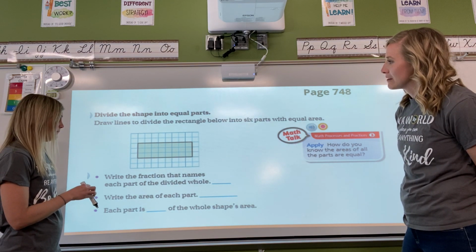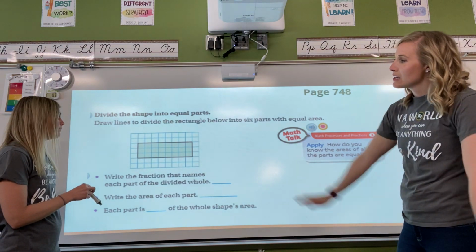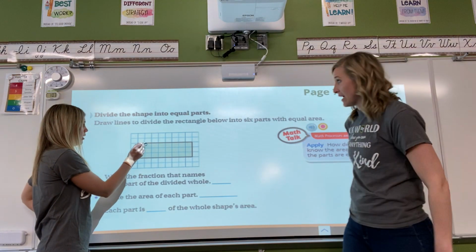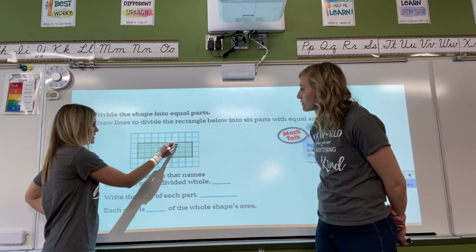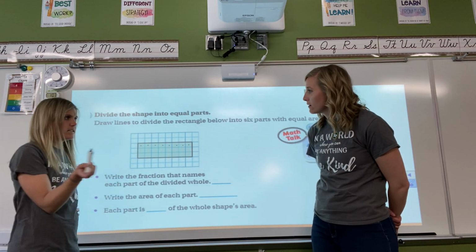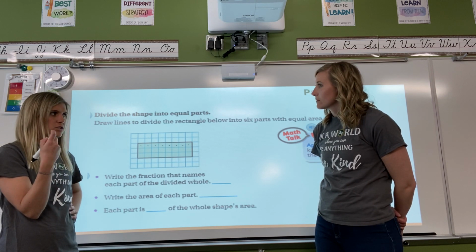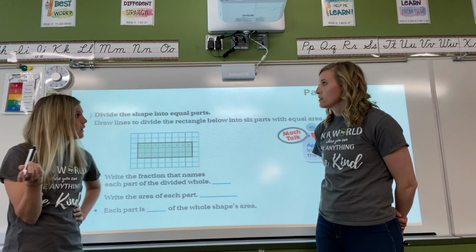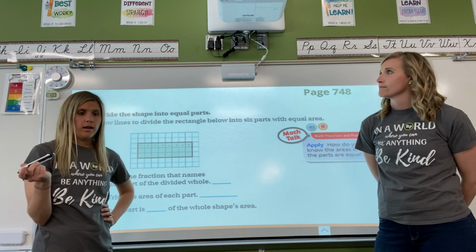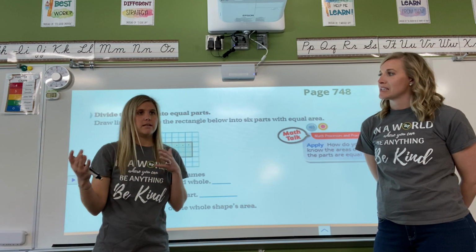What do you think? Well, I always like to figure out how many units it goes across before I start dividing. 1, 2, 3, 4, 5, 6, 7, 8. Okay. 8 across and 3 down. So 8 times 3 is 24. Okay, but I need 6 equal parts. So if I took that 24 and divided it into 6 equal parts, that'd be 24 divided by 6.